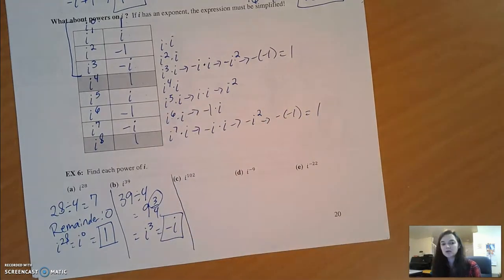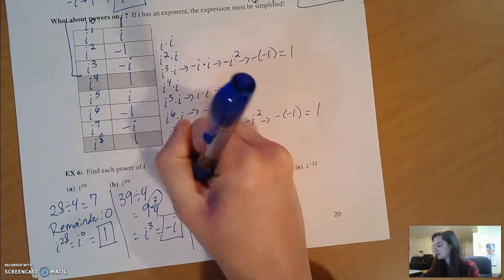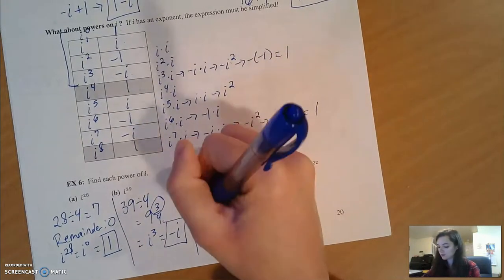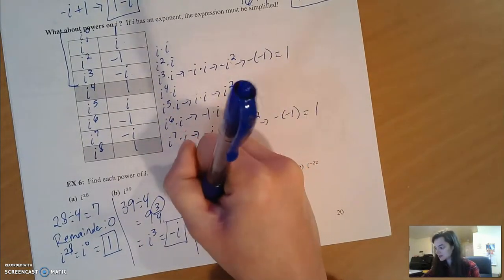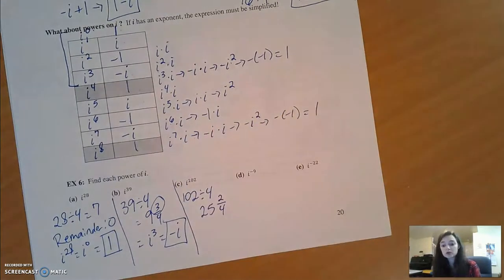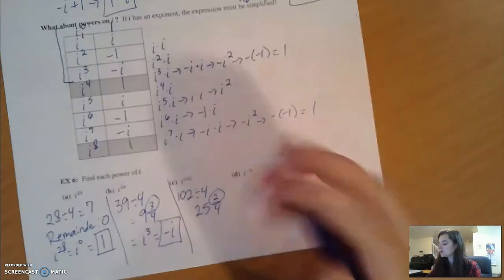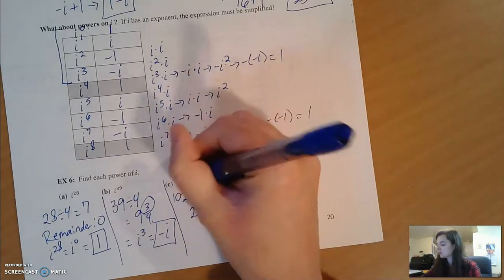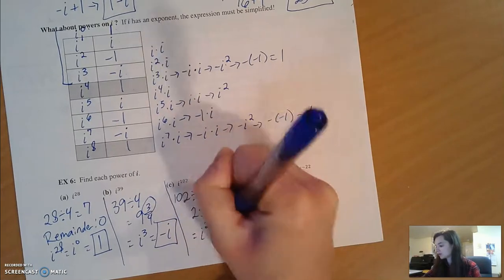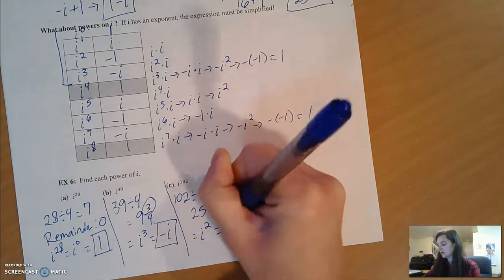Okay, we have i to the 102nd. Oh no, what will I do? Well, I'm going to do 102 divided by 4, right? When I do 102 divided by 4, I'm going to get 25.5, which is the same thing as 25 with a remainder of 2/4, right? So my remainder is 2. So i to the 102nd is equivalent to i squared, which we all know is -1.